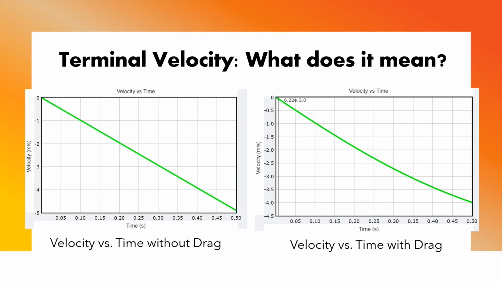These are the two graphs of velocity versus time. The code without drag is on the left, and the code with drag is on the right. There are only slight differences. The graph without drag has a straight negative slope, while the graph with drag has a very small curve in its slope and the line seems to start to level out.